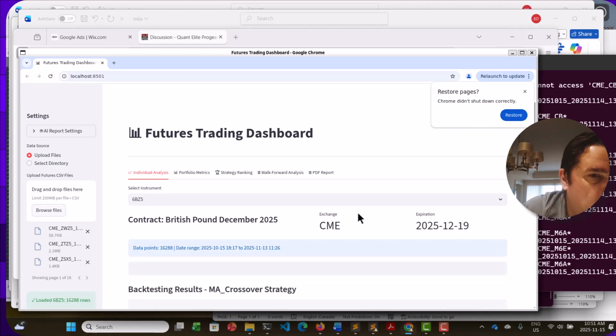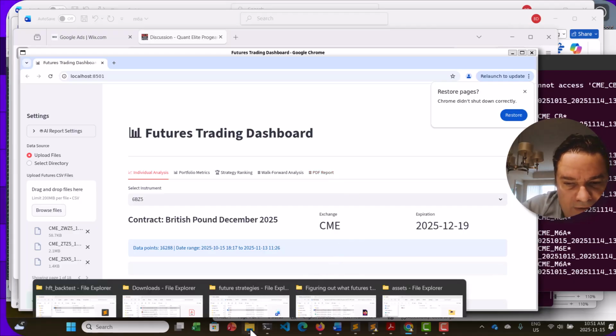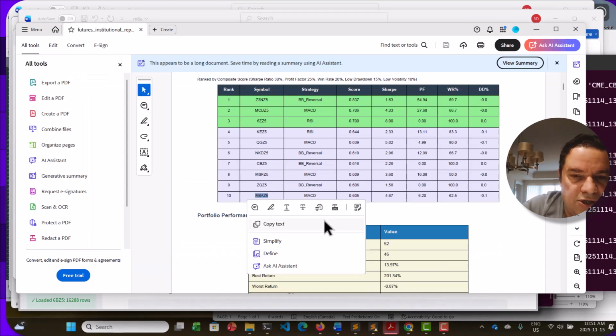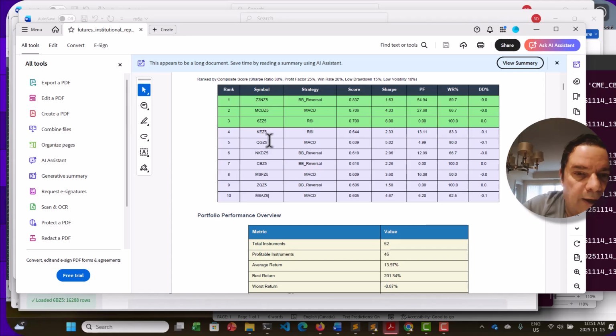I'll show you the walk forward, which I've shown before, but more importantly is we've got this new thing called a PDF report. So this will go out and generate a report. So in actual fact, I've got that report available. So this is pretty well what it generates right here.